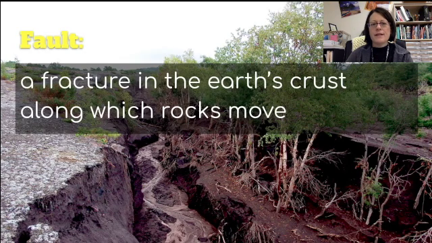Another thing that scientists can use to determine age of rock layers is a fault. A fault is a fracture in the Earth's crust along which rocks move. We know that if rock layers are split by a fault, the fault happened after the rock layers were laid. So that is useful for determining when events happened in Earth's history.